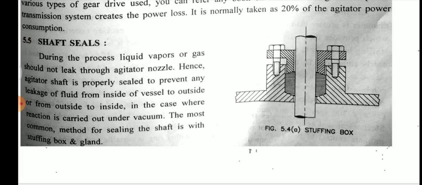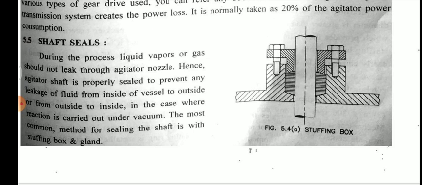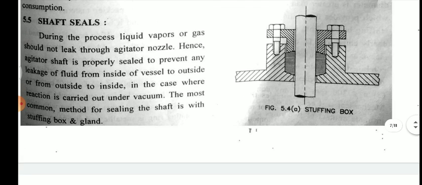The reason is that if there is a gas or other liquid in the vessel for the reaction, it should not leak from the nozzle of the vessel. That is why the shaft is sealed inside the stuffing box. The agitator shaft is properly sealed to prevent any leakage of fluid from the inside of the vessel to the outside or from the outside to the inside. This is the most important part of the agitated vessel, the shaft seal, which is used to prevent leakage of any liquid and gaseous component from inside to outside as well as outside to inside.